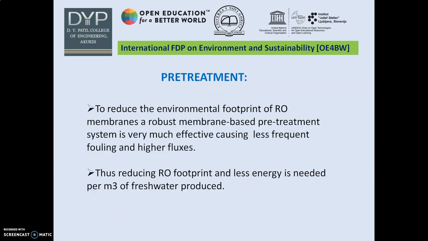To reduce this environmental footprint of RO membranes, a robust membrane-based pre-treatment system is very effective, causing less frequent fouling and higher fluxes, thus reducing RO footprint, and less energy is needed per cubic meter of water produced. So there is an urgent need for pre-treatment.